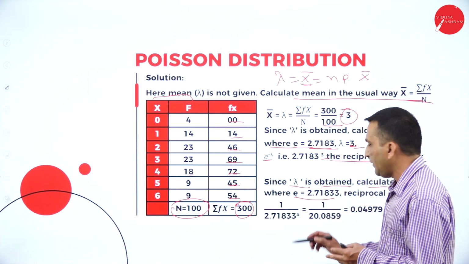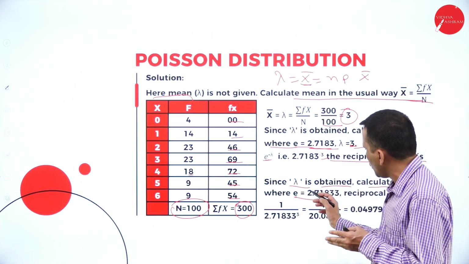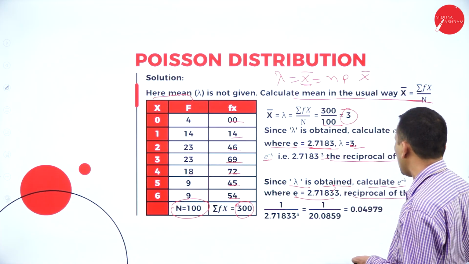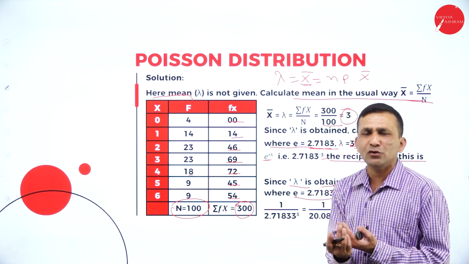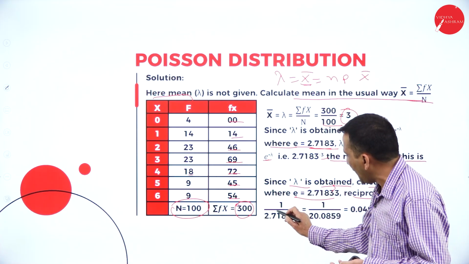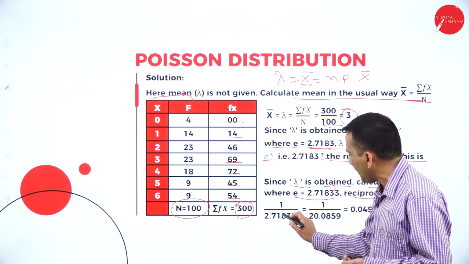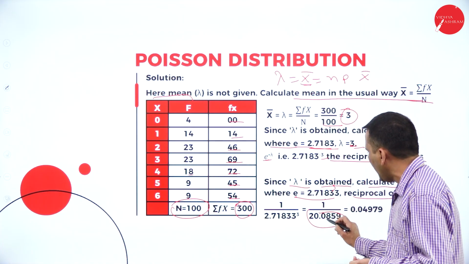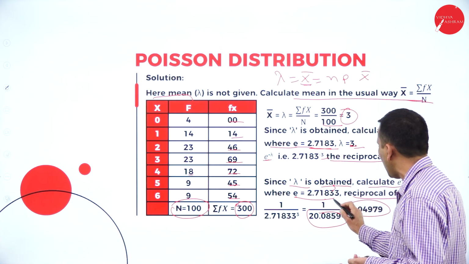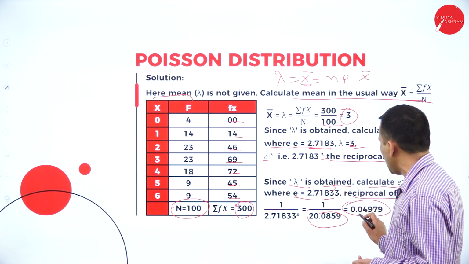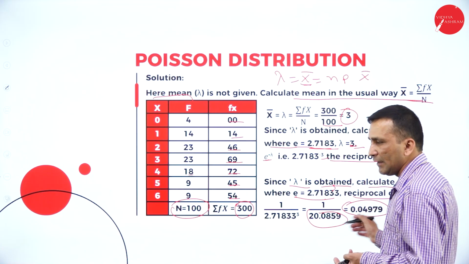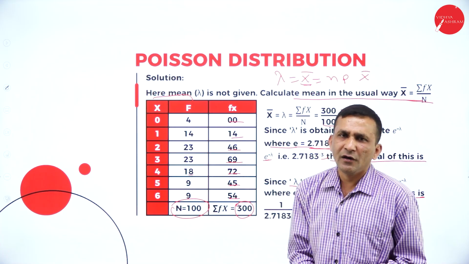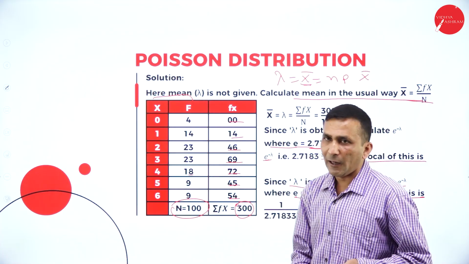So here the value of e is always the constant 2.7183, to the power 3. Then the reciprocal of this: if you try to solve manually, 1 divided by 2.7183, multiplied 3 times, we get about 20, and if you divide, we get e to the power of minus lambda equal to 0.04979, which is the manual calculation. Now you can use a scientific calculator, or you can refer to the Poisson distribution tables.